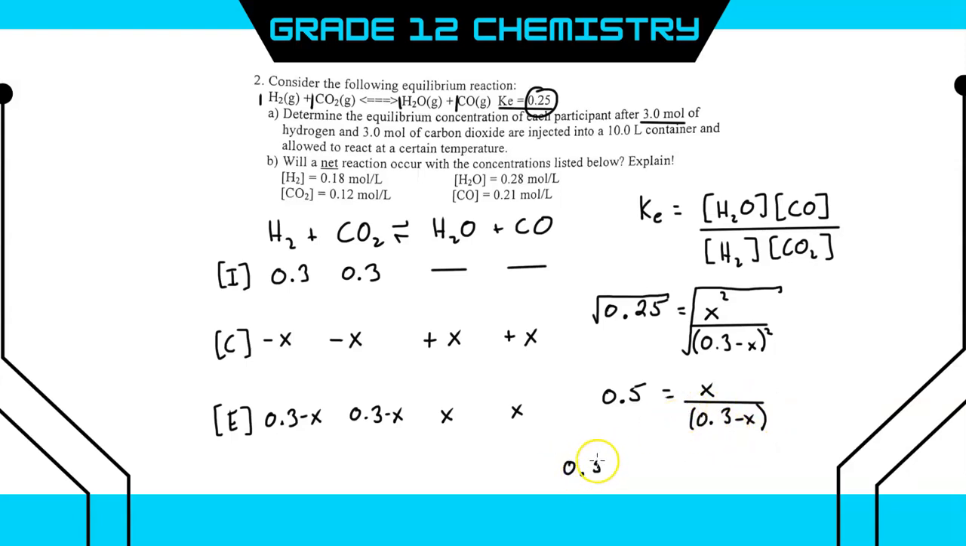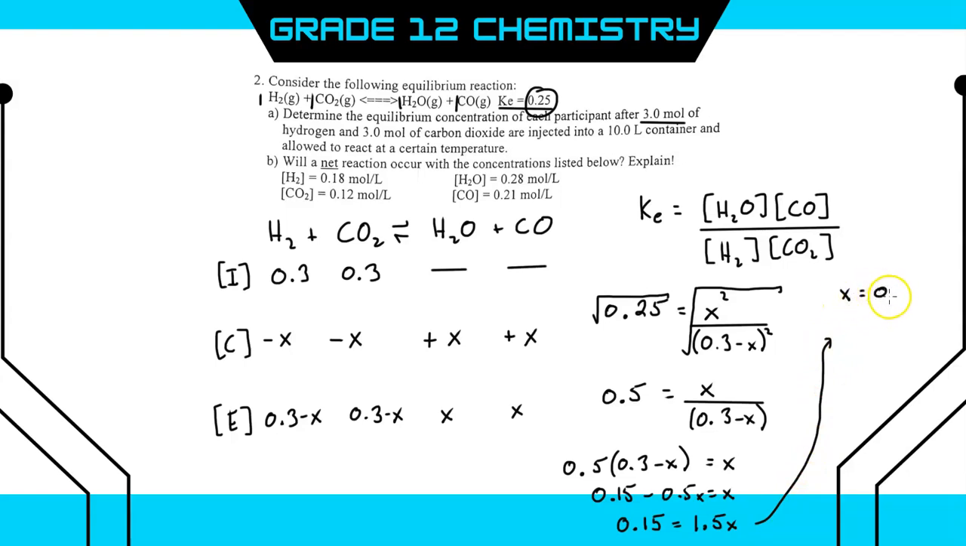Now we're going to solve. So 0.5, just bring this out, multiply both sides by that bracket. And then we can distribute. So we get 0.5 times 0.3 is 0.15, minus half an x is equal to x. Then add half an x to both sides. So we get 0.15 equals x plus 0.5x, which is 1.5x. Okay, let me continue this over here. So divide both sides by 1.5 and we get x equals 0.15 divided by 1.5, which is 0.1.